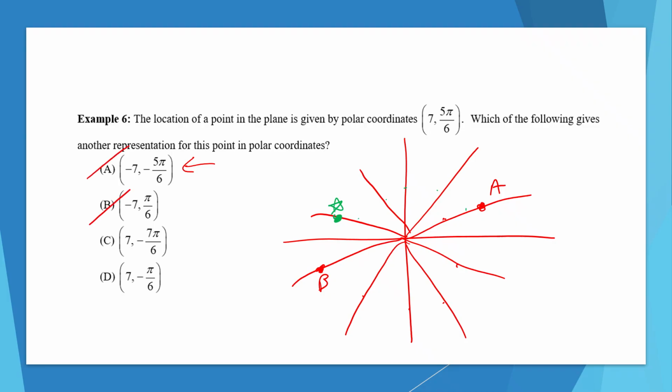C is negative 7π over 6. That would be right here. And positive 7. So that would actually align with the star. So C should be our right answer. Just to check, D, negative π over 6 is right here, going this way, and then positive 7, this is where D would be. So C is going to be our answer for example 6. I would just sketch a rough graph for these questions though.